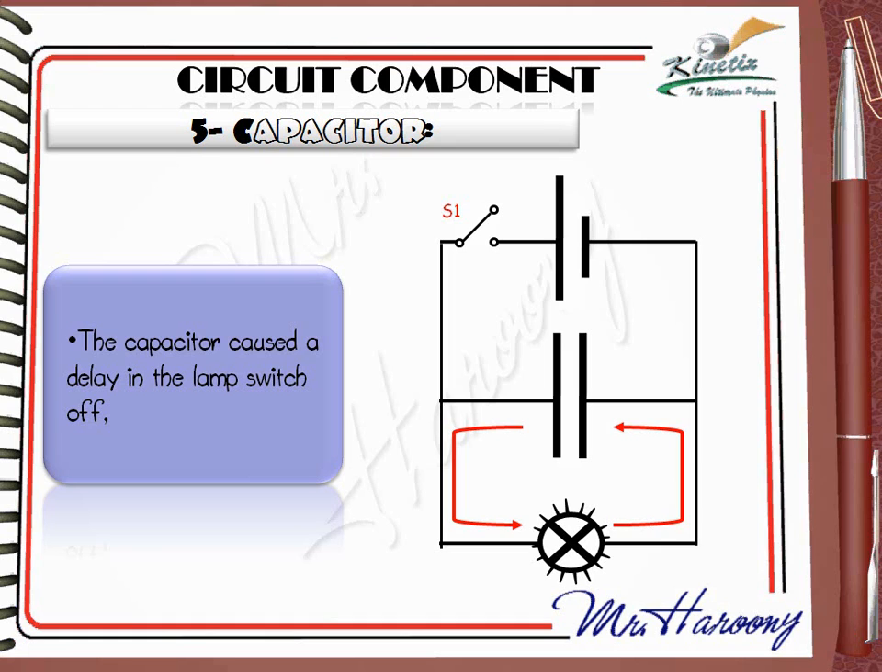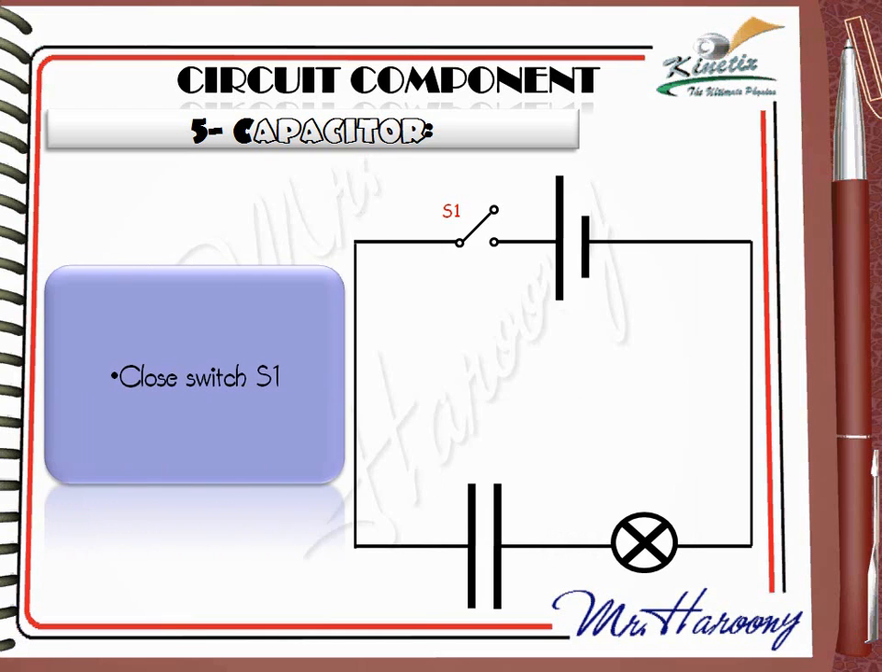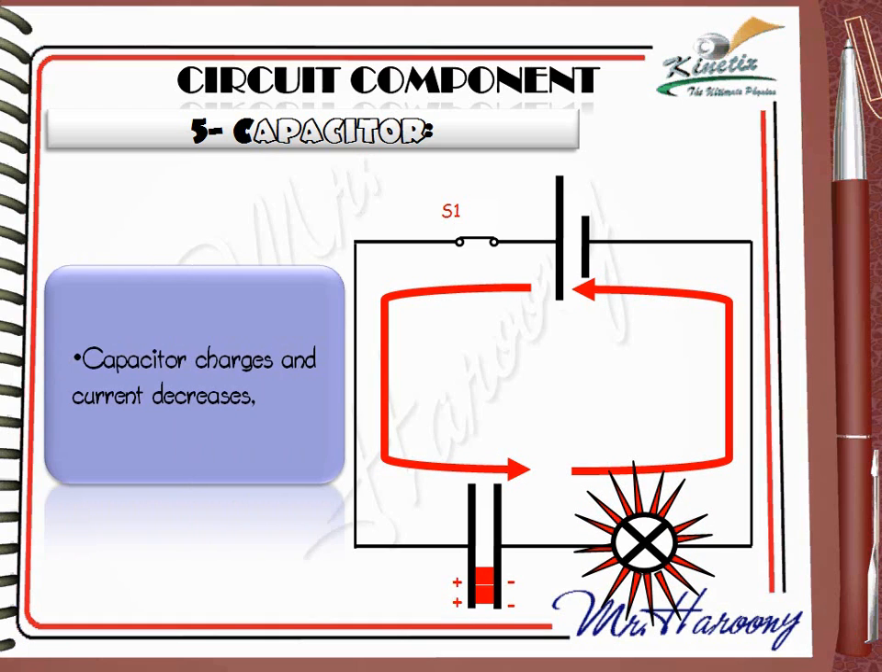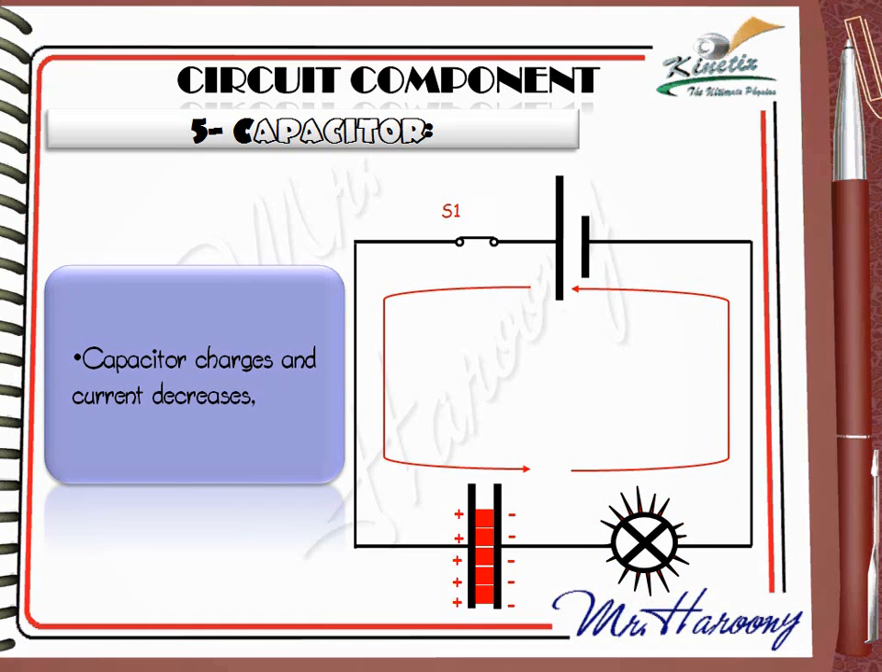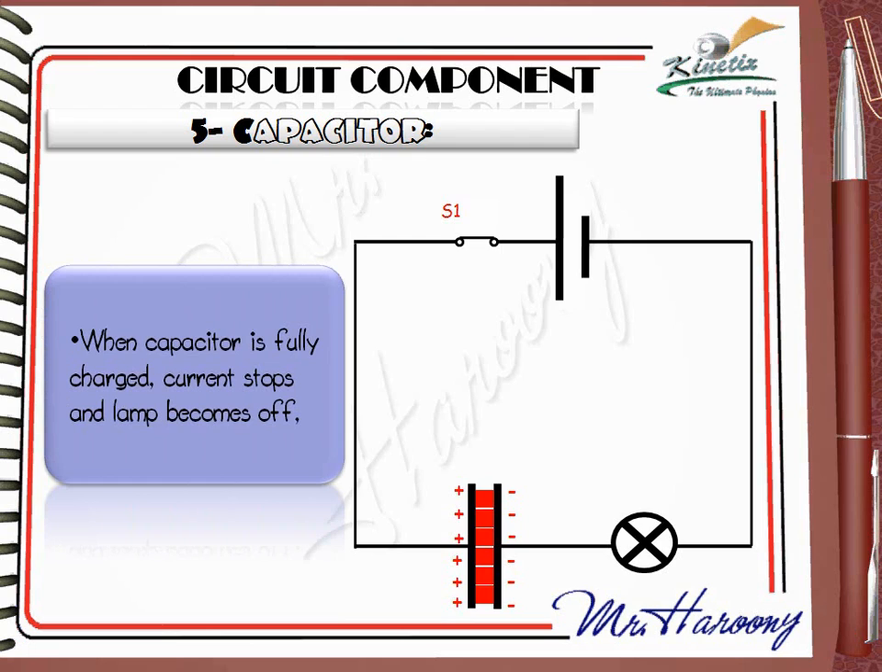Now let's see what will happen if the capacitor is connected in series to the bulb. Close switch S1. The current will flow in both the capacitor and the bulb. Current initially flows. The capacitor will start charging, and as it charges, the current decreases. When the capacitor is fully charged, current stops and the lamp becomes off, because now the capacitor has a voltage of 6 volts, which opposes the 6 volts of the battery, and the current is blocked.